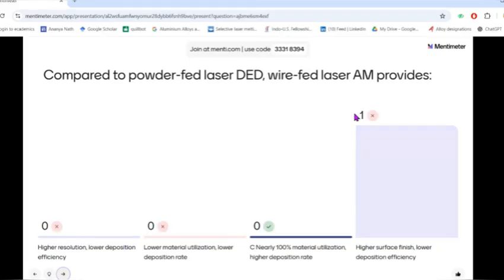It's nearly 100% material utilization because it's wire feed AM, and higher deposition rate because it's wire feed.